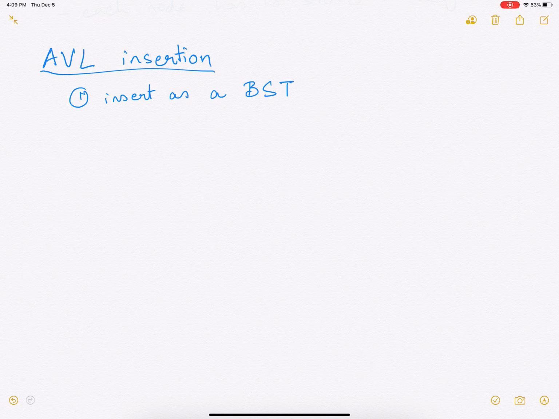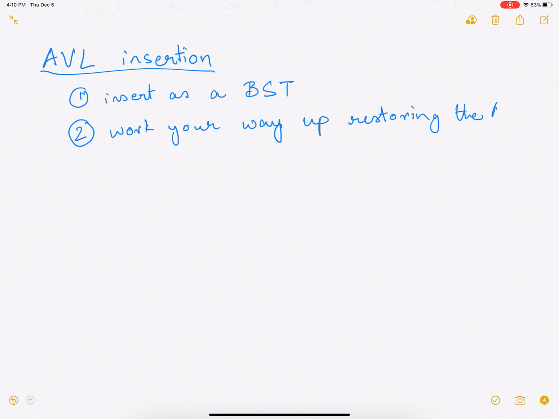Now, when you insert a node, the AVL property can get damaged. That is, the AVL property may not hold true. So you have to work your way up, restoring the AVL property. You'll have to constantly make sure that the AVL property holds true, and while you restore the AVL property, you will update the heights.